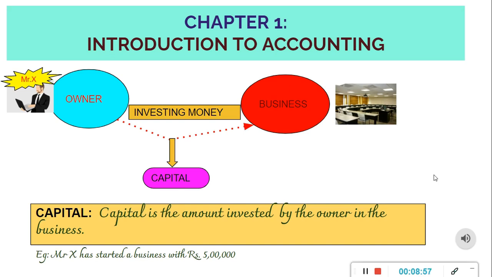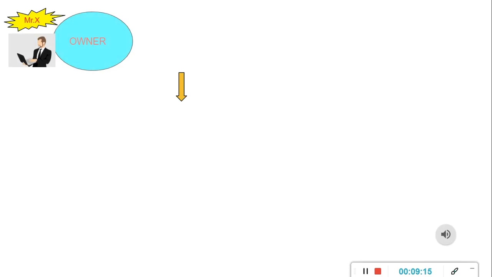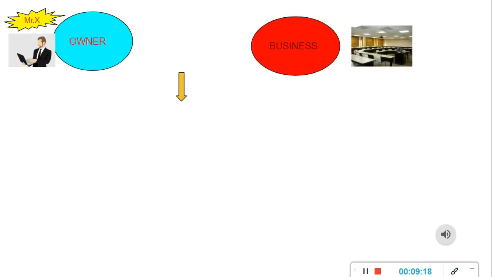When starting a business, whatever amount we are investing in the business is called capital. Clear? Let's move to our second point. In the first point, we already said that Mr. X has started his business. Then Mr. X is called the owner of the business, right? He has invested some money for the business. So that investment is called capital. That part is over.